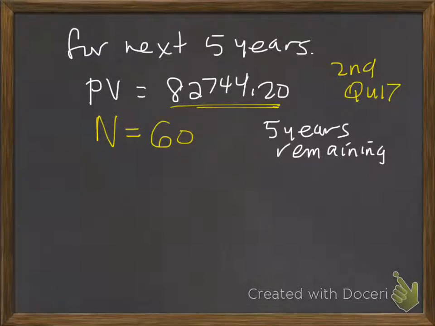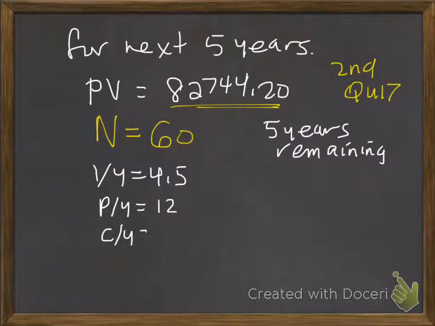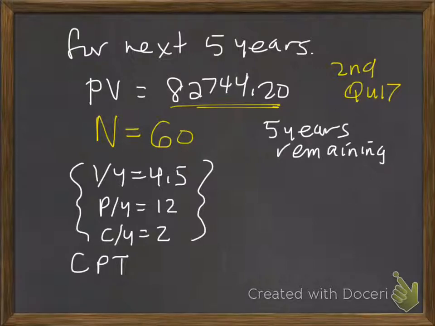You do not need to change the interest rate, although typically interest rates do change from one mortgage period to another, but the I/Y is still equal to 4.5. The P/Y is still equal to 12, and the C/Y is still equal to 2. So you don't have to change these if they're still in your calculator. There's no need to re-enter them. And now at this point you can compute the payment.